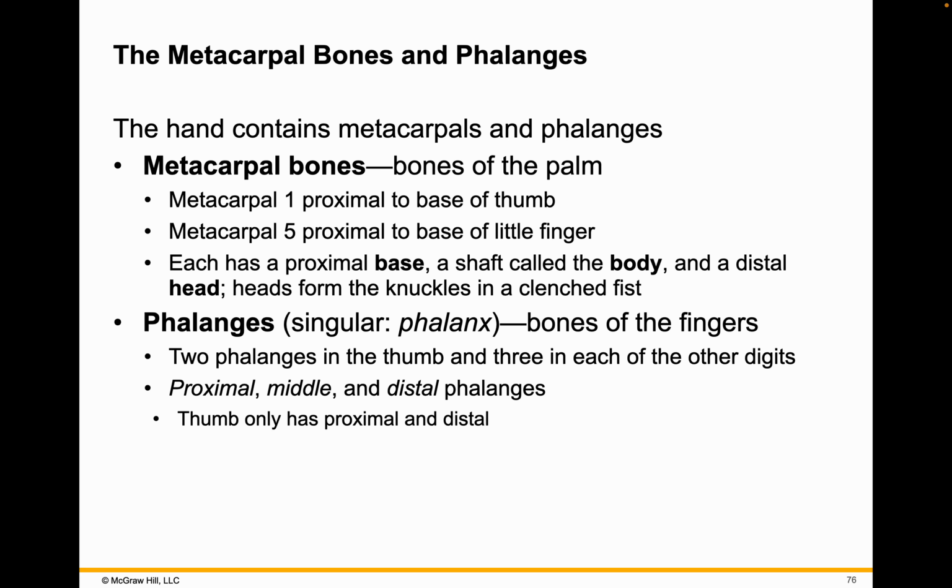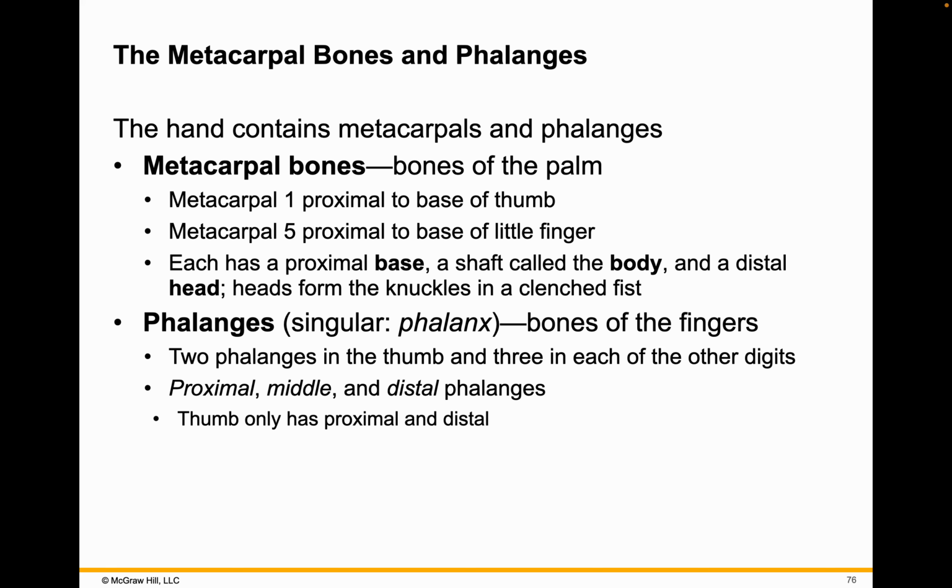The hand has the metacarpal bones. They are the bones of the palm. Metacarpal 1 is on the thumb side. Metacarpal 5 is on the little finger side. Each has a proximal base, a shaft called the body, and a distal head. The heads are going to form the knuckles when you clench your fist.